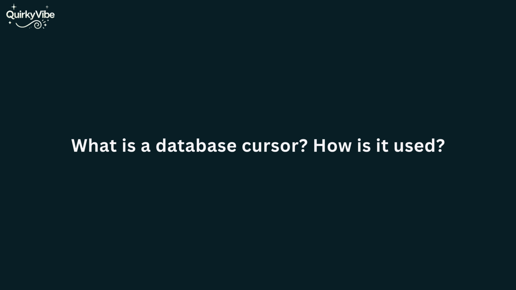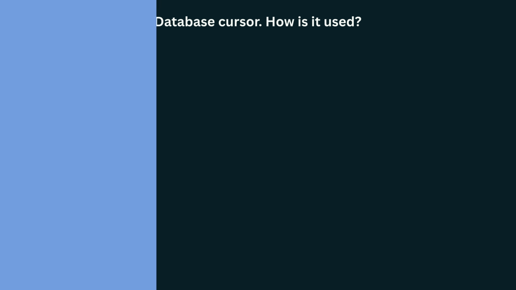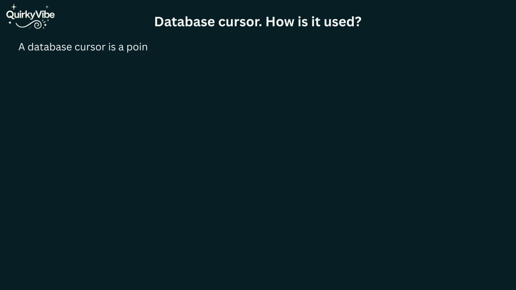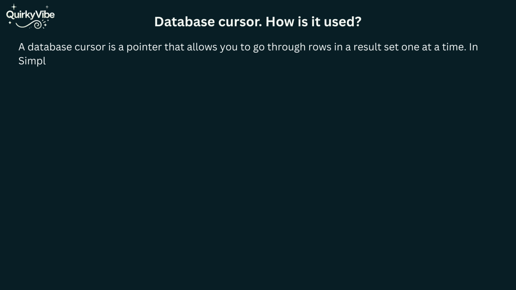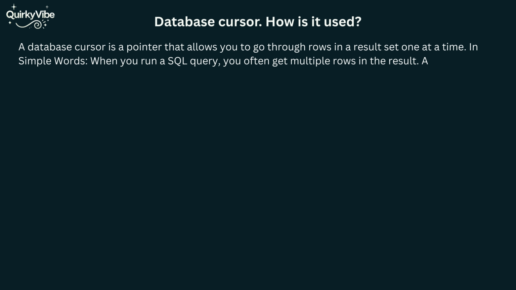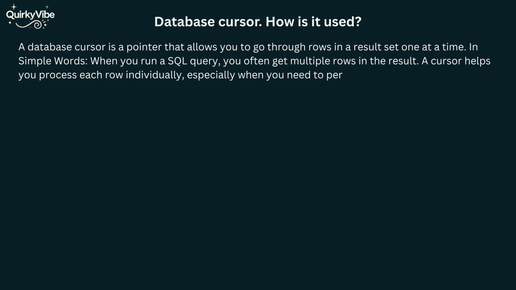What is a database cursor? How is it used? A cursor is basically a pointer. It lets you go through rows in a result set one at a time. In simple words, when you run a SQL query, you usually get multiple rows back, right? But what if you want to process each row one by one? That's where a cursor comes in. It helps you handle rows individually, especially when you're writing logic in stored procedures or scripts.